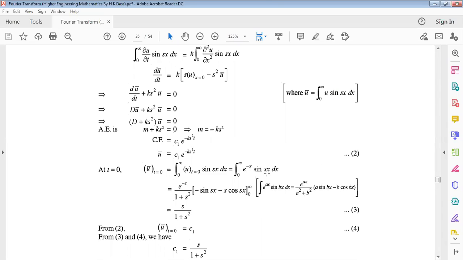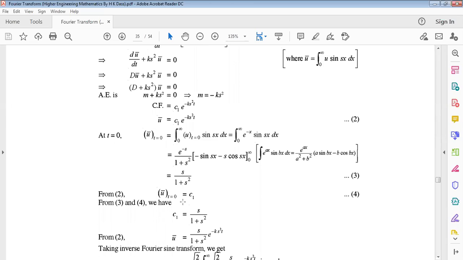Using this formula, putting a equals minus 1 and b equals s, we get this one, and this is the value of u bar at t equals 0. Now from 2, the value of u bar at t equals 0 will be c1. At t equals 0, e to the power 0 means what? 1. This is why u bar equals only c1, just putting t equals 0.